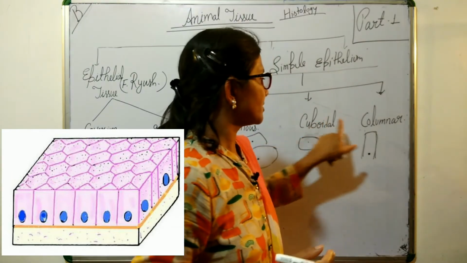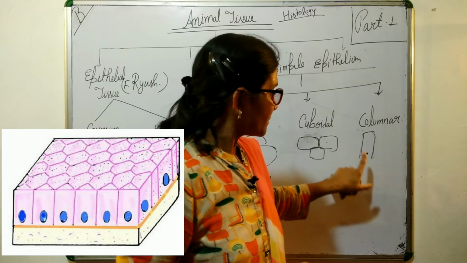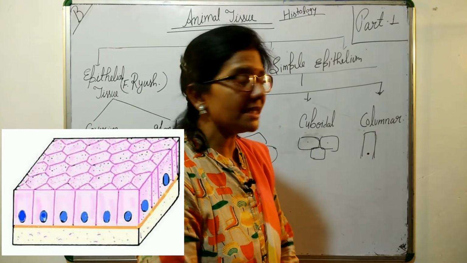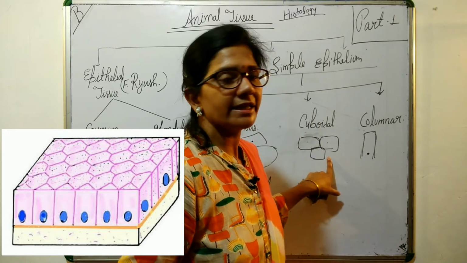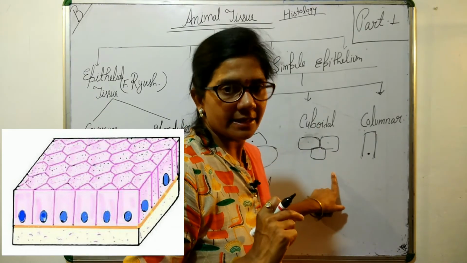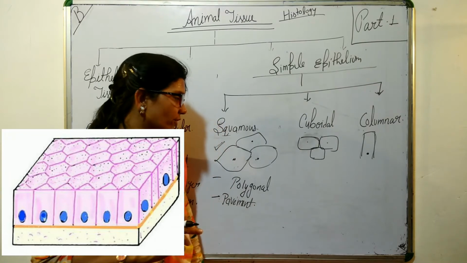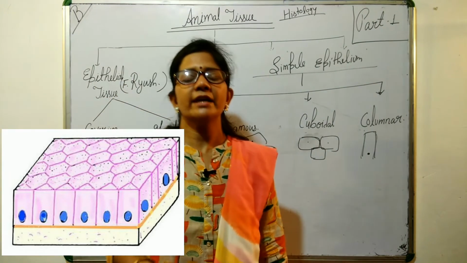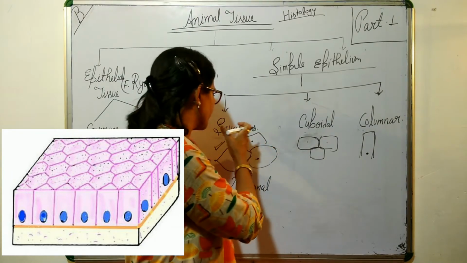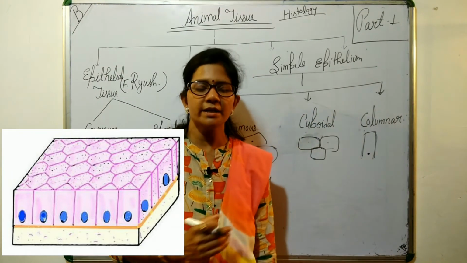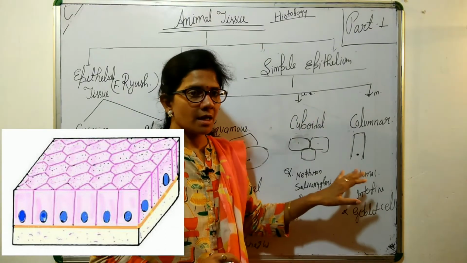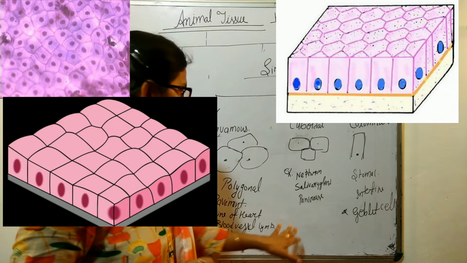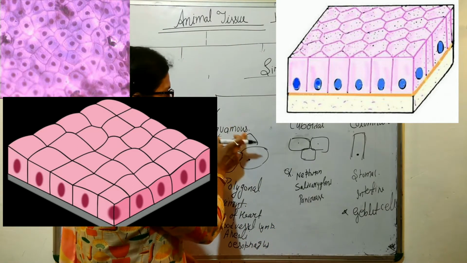The important thing in the columnar epithelium tissue is that the nucleus lies at the base. The main difference between the cuboidal and columnar is that in the columnar epithelial you will see the nucleus at the base, but in the cuboidal it is at the center. So let's see the different locations of these tissues where we will find squamous, cuboidal and columnar epithelium. I have written the example so that I can save my time. So let's recall this one.